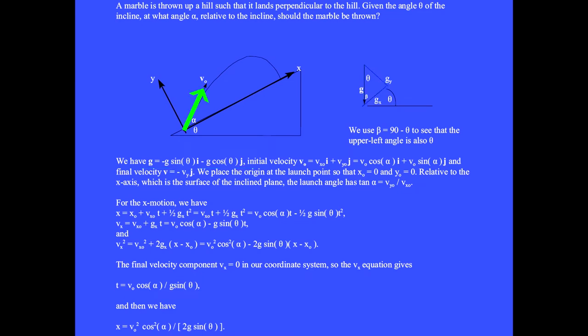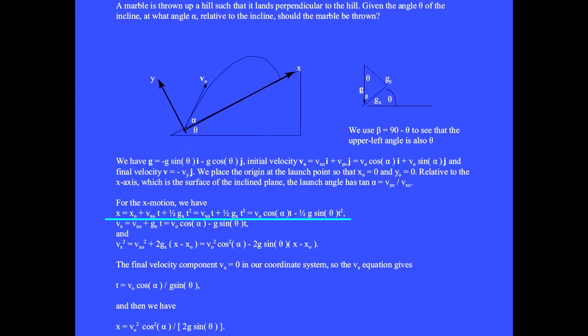The initial velocity vector v sub 0 equals v sub x 0 i hat plus v sub y 0 j hat equals v 0 cosine alpha i hat plus v 0 sine alpha j hat. And the final velocity vector is minus v sub y j hat. We place the origin at the launch point so that x sub 0 and y sub 0 are 0. Relative to the x-axis, which is the surface of the inclined plane, the launch angle has tan alpha equals v sub y 0 divided by v sub x 0.